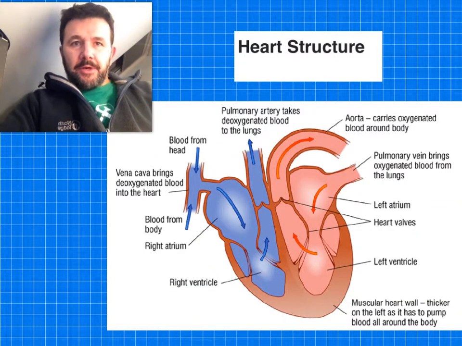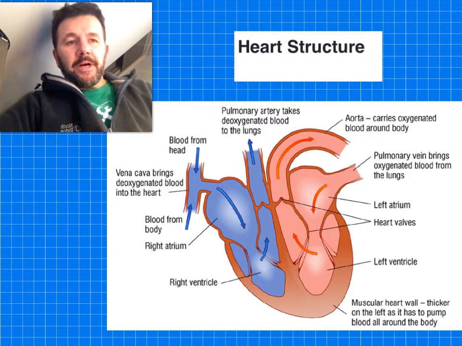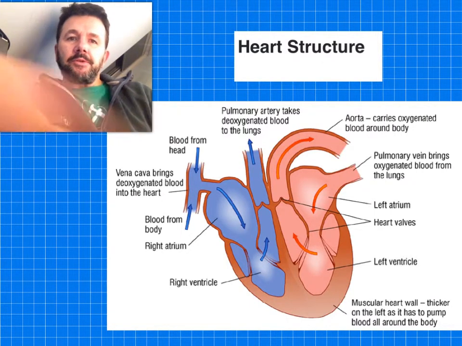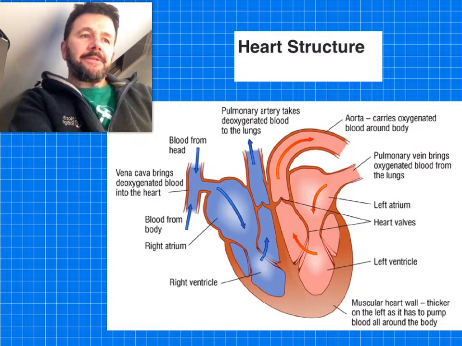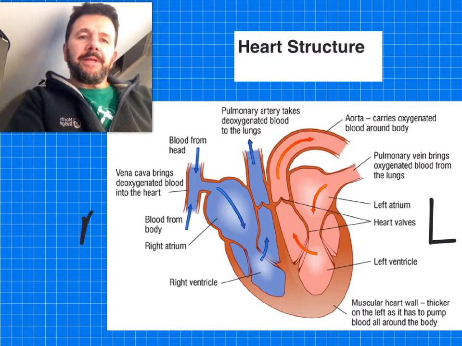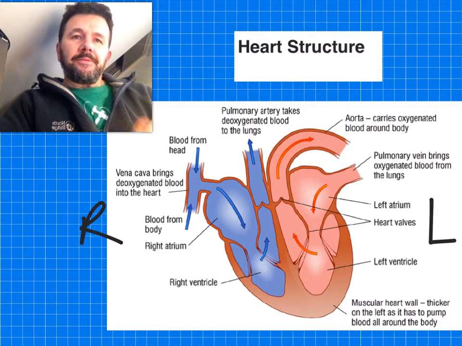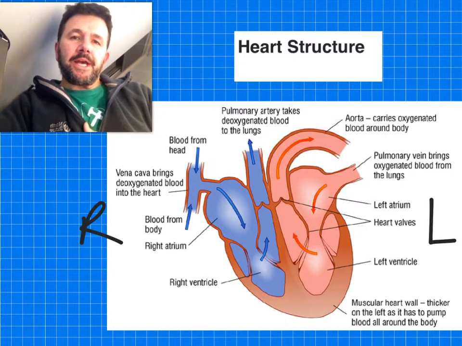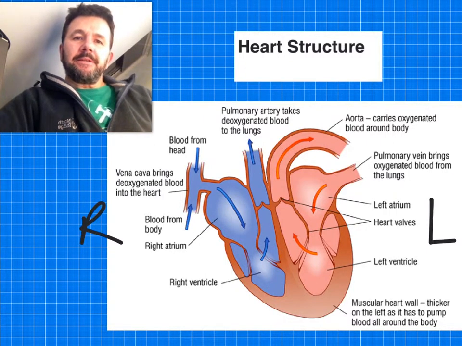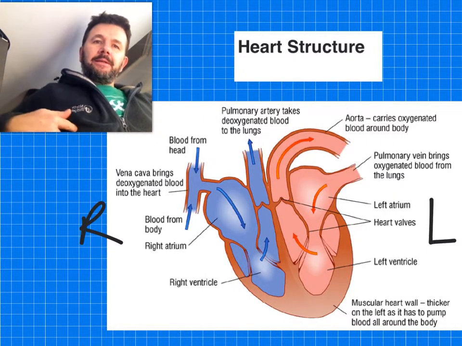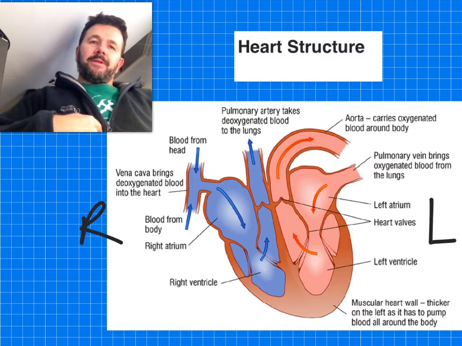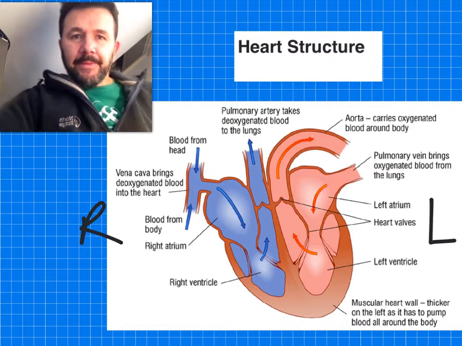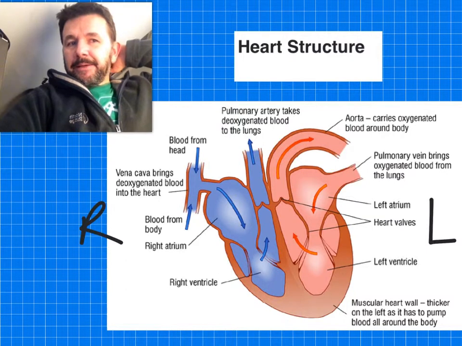If we look at the structure of the heart, you'll find that the heart is split into two halves, and you have the left half and the right half. Now, many students say that's obviously the wrong way around. Well, what you've got to do is think about the heart being in your chest, and if it's in your chest, then the left side is going to be there and your right side is going to be there. Okay, so that's the first thing to say.